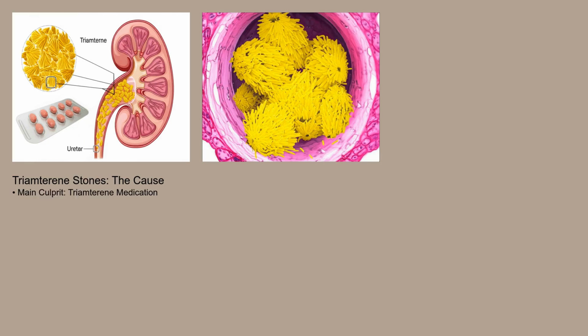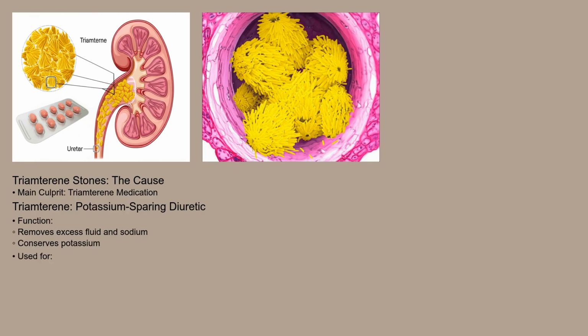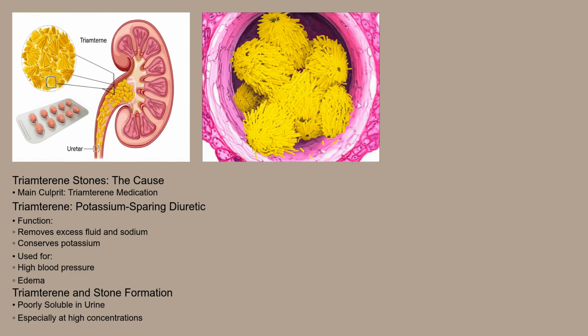The main culprit is the medication Triamterene itself. Triamterene is a potassium-sparing diuretic, meaning it helps your body get rid of excess fluid and sodium while conserving potassium. It's often prescribed to treat high blood pressure or edema. The problem is that Triamterene and some of its metabolites are poorly soluble in urine, especially at higher concentrations. This makes them prone to crystallizing and forming stones in the urinary tract.